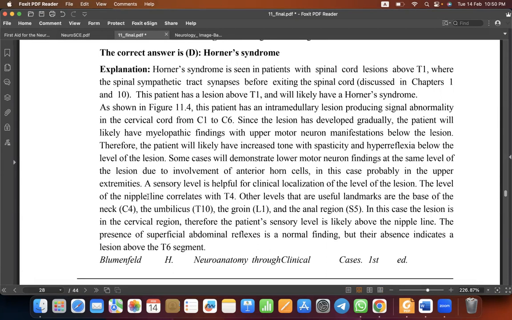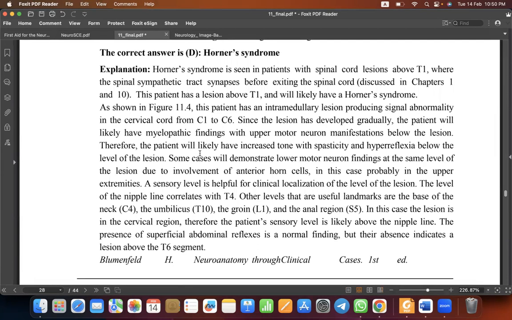Okay, so the reflexes will be accelerated. All those things will be accelerated. The sensory level will be much higher than the nipple, as I told earlier. The absent superficial reflexes are more common in a lesion above T6. In a lesion below T6, the superficial abdominal reflexes will be spared.